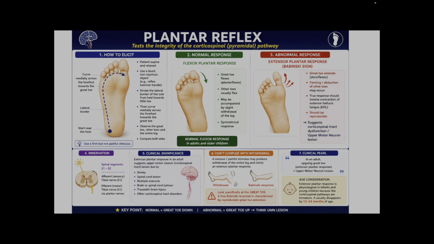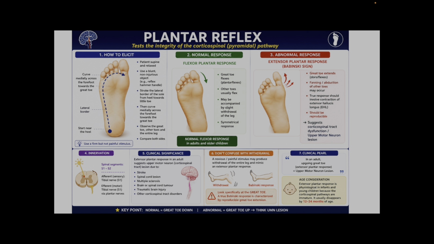We move along the lateral border towards the little toe, and then we curve medially across the forefoot towards the great toe.